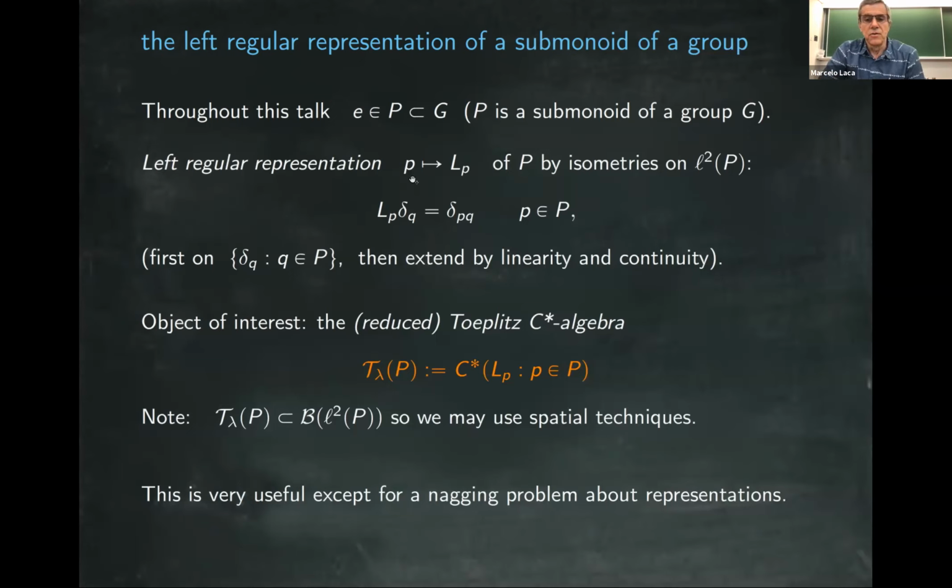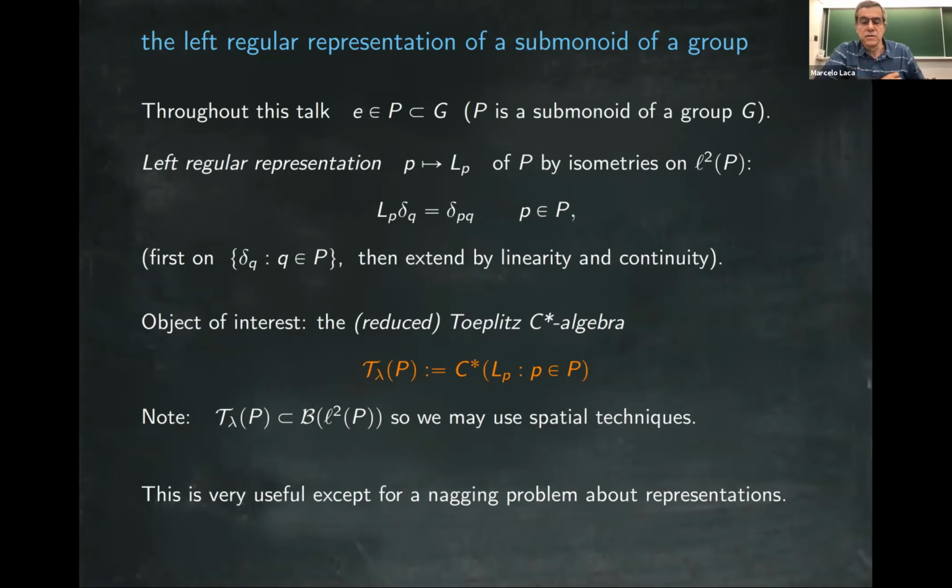The left regular representation is a map that goes from the semigroup into the isometries of L2 of the semigroup. What it does is multiply on the left by p. So L_p is left multiplication by p. You take an element of the orthonormal basis and multiply the subindex by p, so L_p of delta_q is delta_pq. Since you're transforming orthonormal basis elements into orthonormal basis elements, you just extend by linearity and continuity. And because the semigroup is in a group, it has the left cancellation property, and that means that you get an isometry from this.